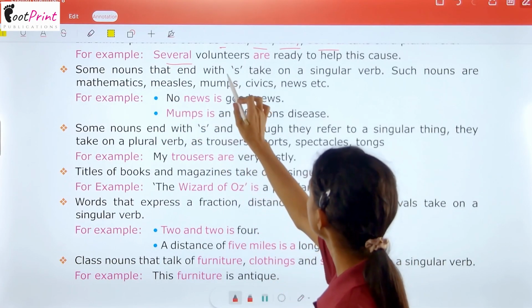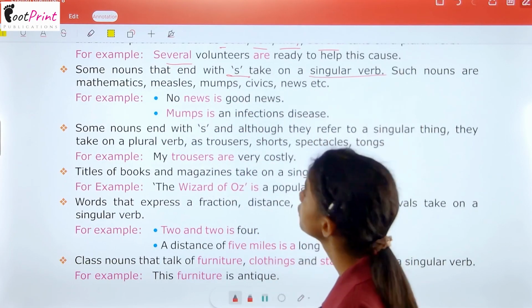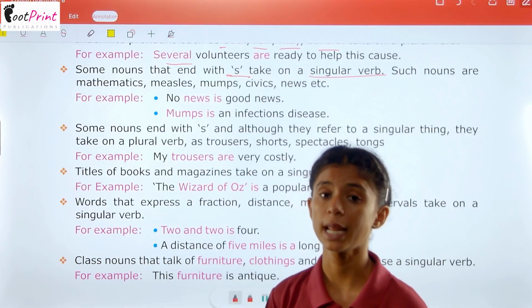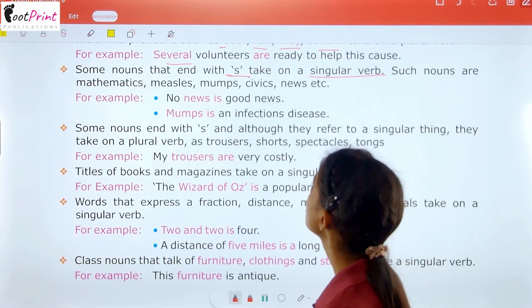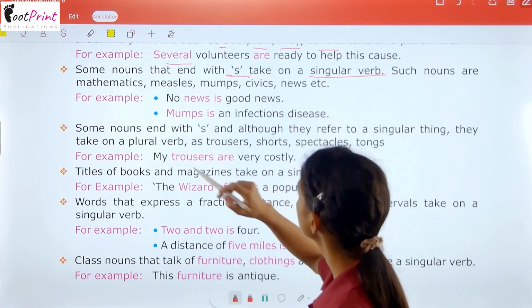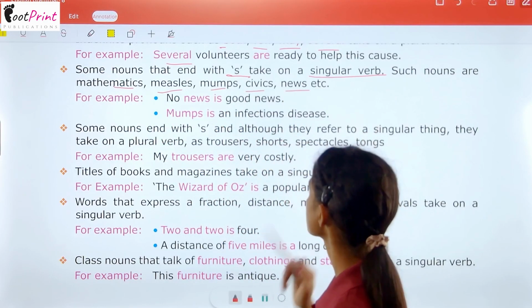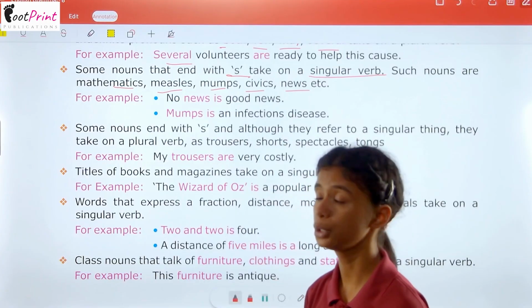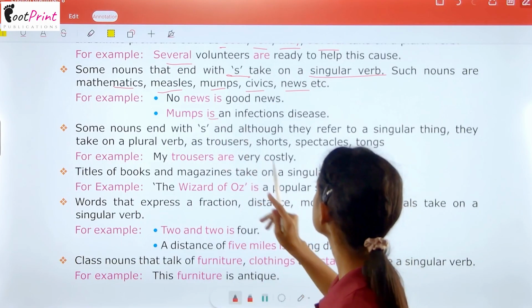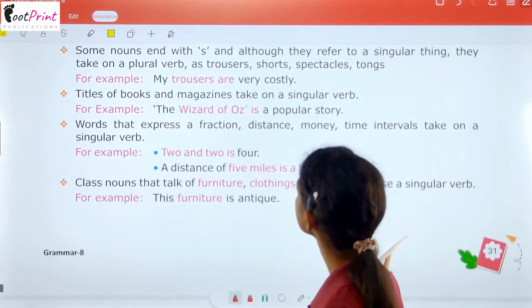Some nouns that end with s take a singular verb. There are some nouns that take an s at the end, but they use a singular verb. For example, mathematics, measles, mumps, civics, news, etc. No news is good news. Mumps is an infectious disease.